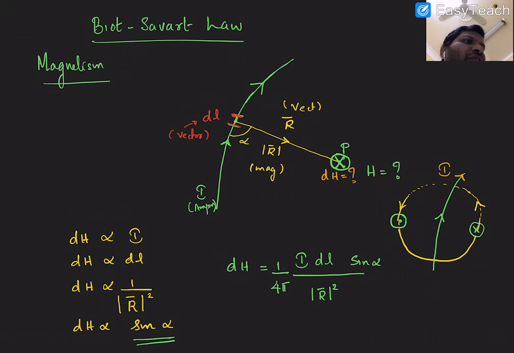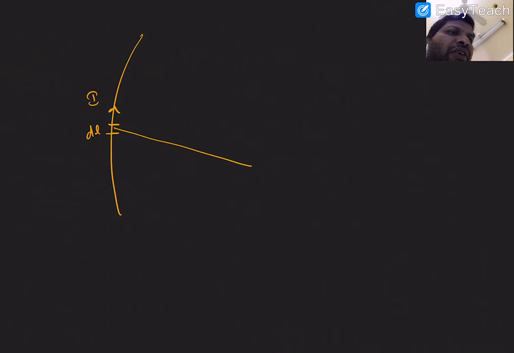So let us consider how we can represent this direction. That is the main question. We have seen the current I and the differential length dl, and we are going to calculate the magnetic field at the point P. We see that it is going inside at point P.